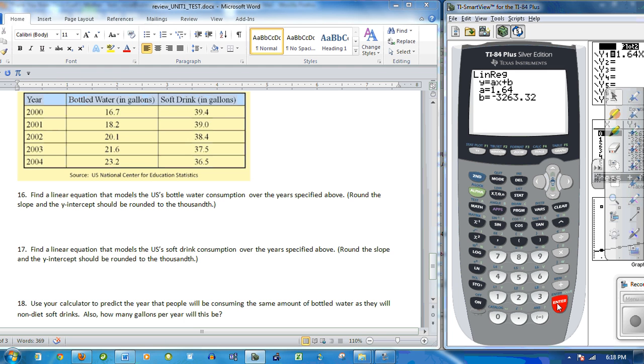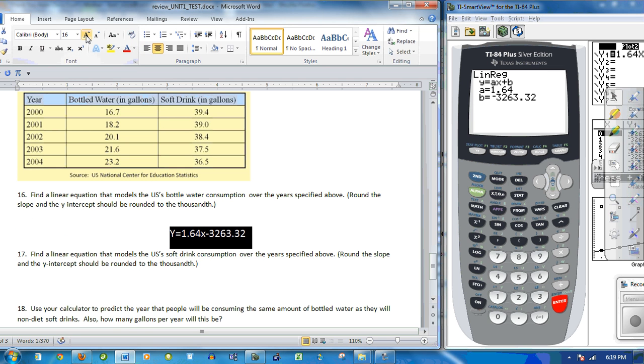Now this is enough information for me to answer question 16, which said find a linear equation that models the U.S. bottled water consumption. So I have my slope and I have my y-intercept, so I'll read it off the calculator and it'll say y equals 1.64x minus 3,000,263.32. And that is going to be my equation for that linear regression.